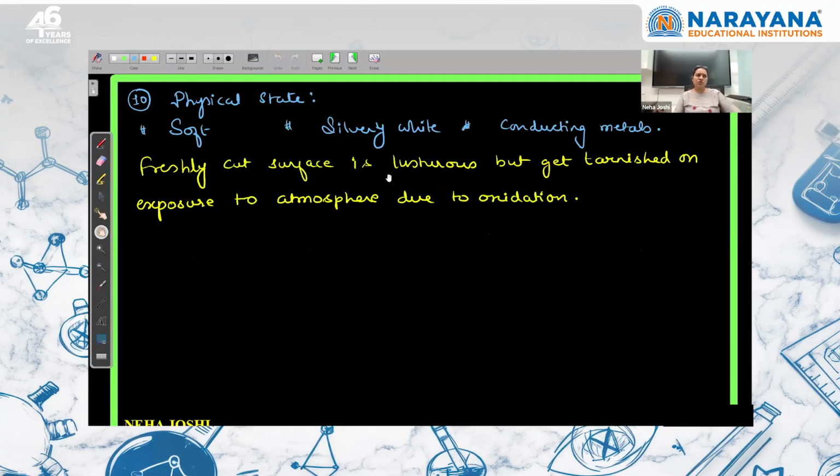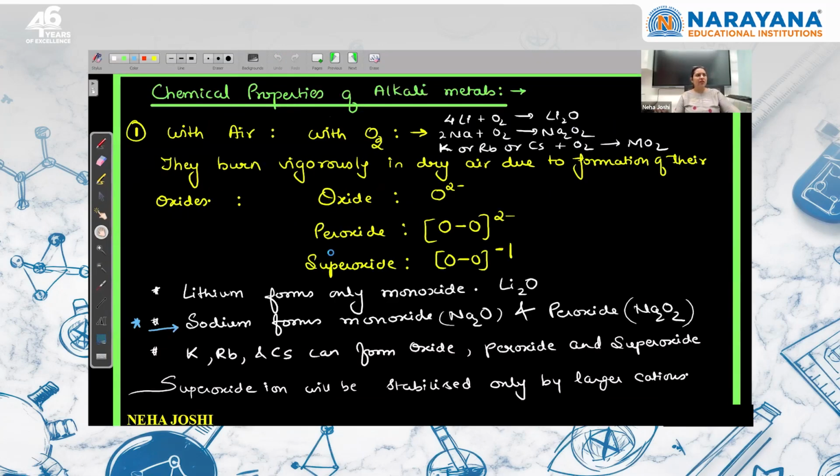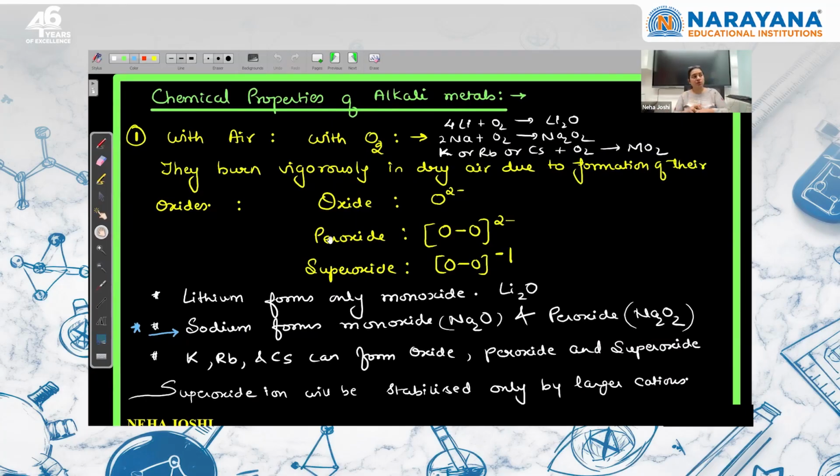Okay. Physical state: soft, silvery white conducting metals. Freshly cut they will be lustrous but will be tarnished on exposure to air. Coming to the chemical properties of alkali metals. As they are extremely reactive, as soon as they come in contact with air, out of the entire air components, the usual ones, nitrogen, hydrogen, and oxygen, it is the oxygen which reacts with them fastest, forming oxides. Based on the conditions, peroxide and superoxide.